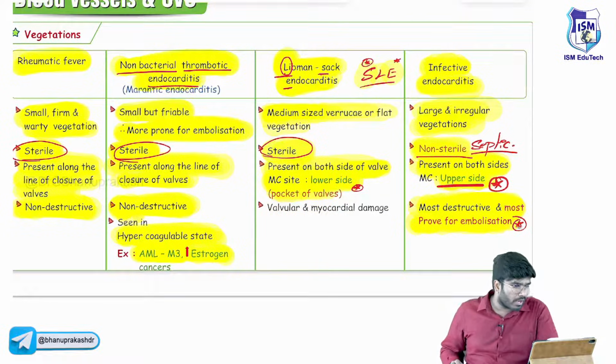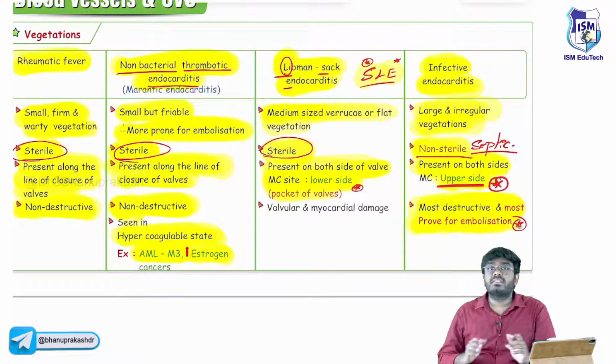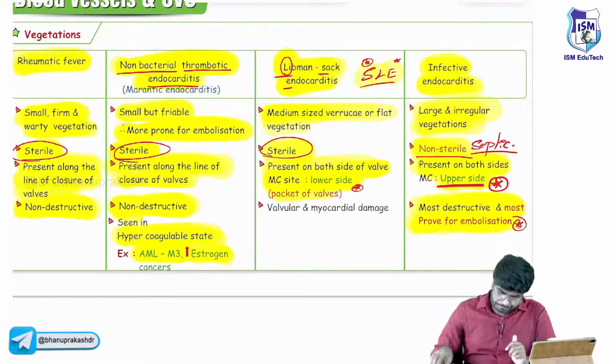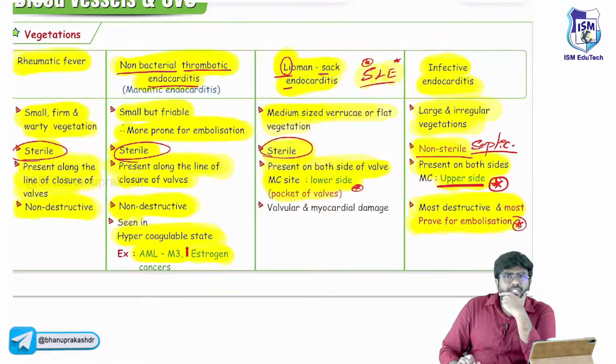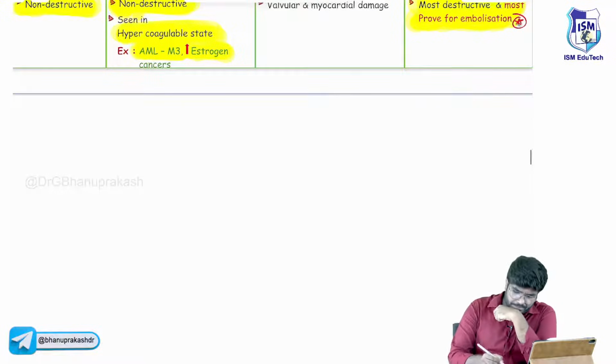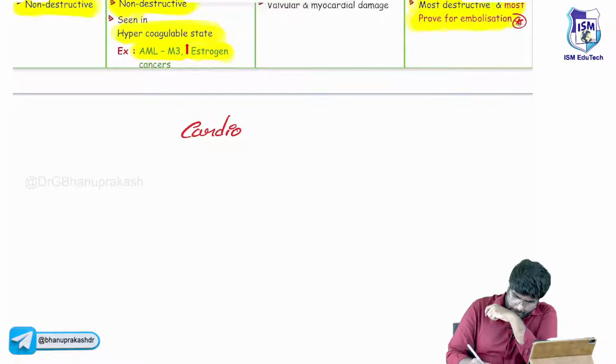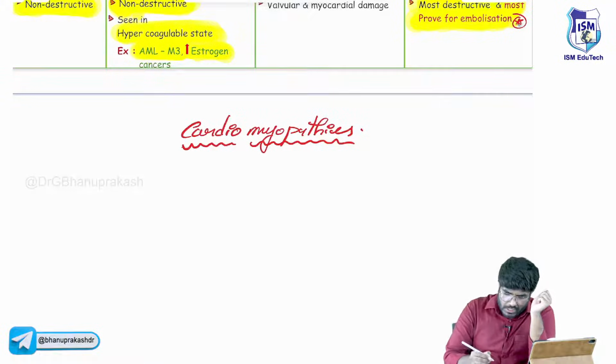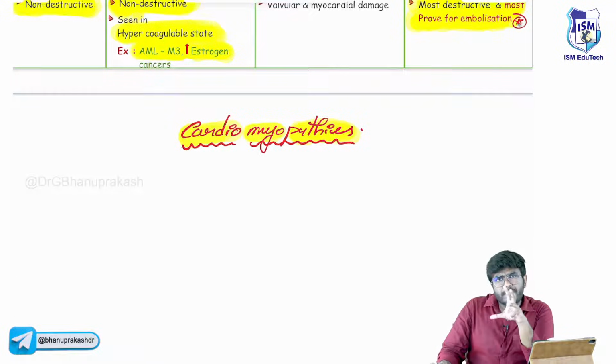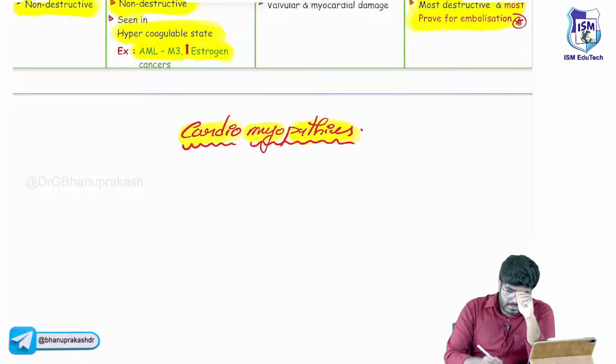Now after this topic, let's begin with cardiomyopathies. So how many types of cardiomyopathies are there? In the name itself it is there. Cardio means heart. Myo means muscle. Patho means pathology. Some problem with the muscle in the heart. So these cardiomyopathies are of 3 types.